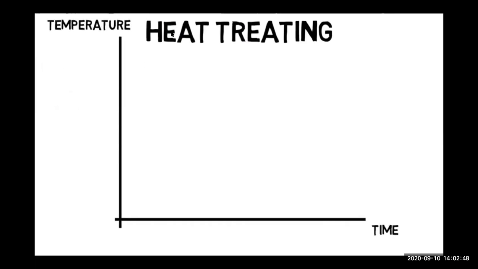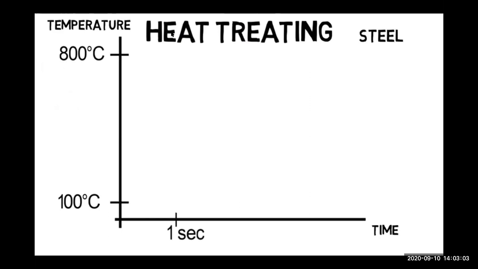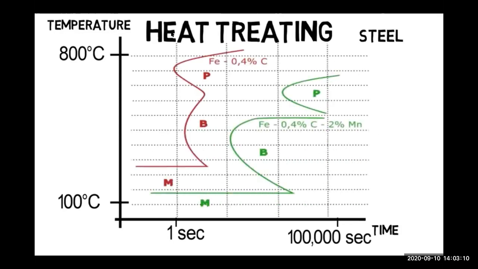The temperature may go up to something like 800 degrees Celsius and down to, let's say, 100. And let's say this is for something like steel, which would be solid at all of these temperatures, because again, you don't really go into liquids or gases. And the time may go from 1 second to something like 100,000 seconds, or about 28 hours. Then on the graph, you'd be given something like this. Don't even worry about what these are right now. Just realize these are the different transformations the material can go through. Different materials have different looking graphs, just like this red and green curve actually represent two different steels.